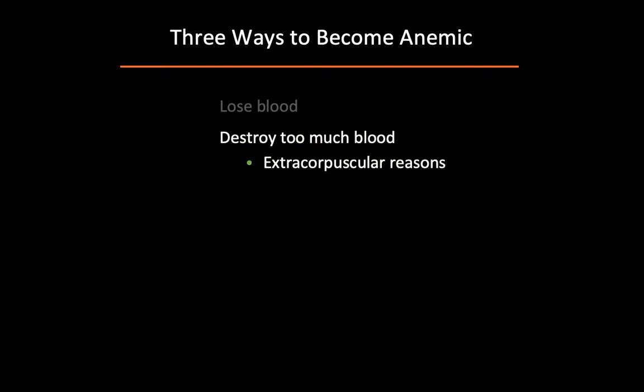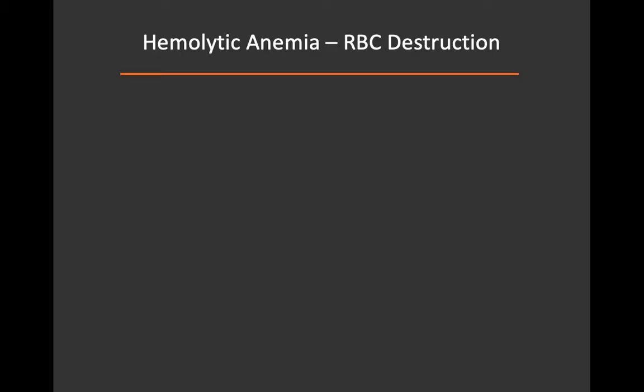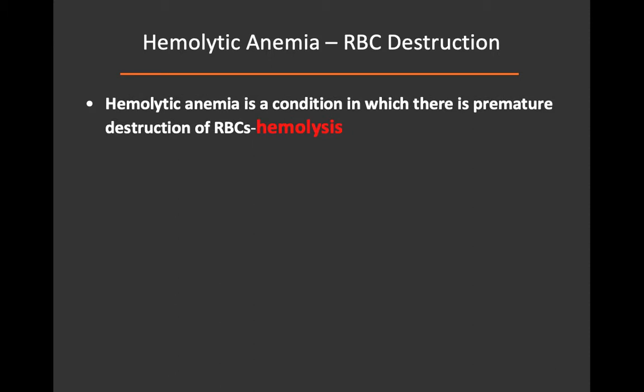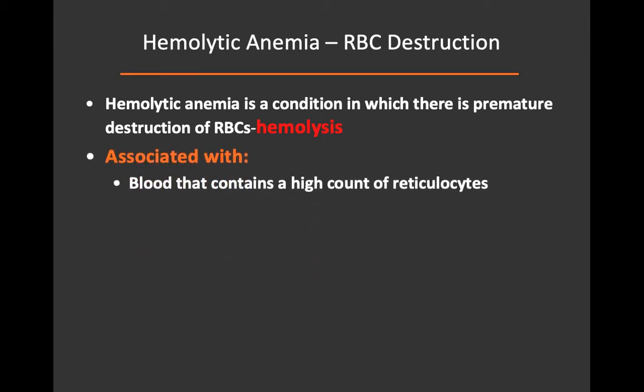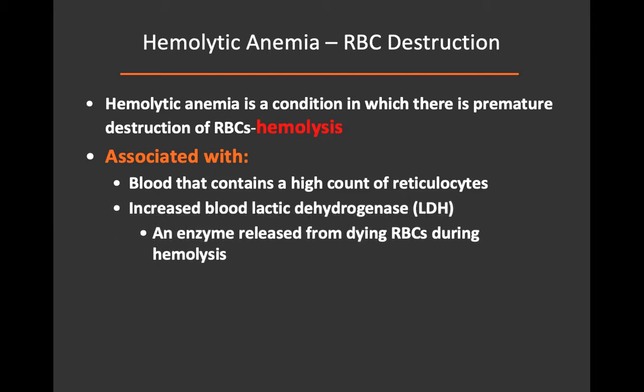So another way is to destroy too much blood, and this could be for extracorpuscular reasons. One of those is a type of red blood cell destruction called hemolytic anemia. So hemolytic anemia is a condition in which there's premature destruction of the red blood cells, or hemolysis. This is usually associated with, again, a high count of reticulocytes. And then you also have an increase in the amount of LDH in the blood.